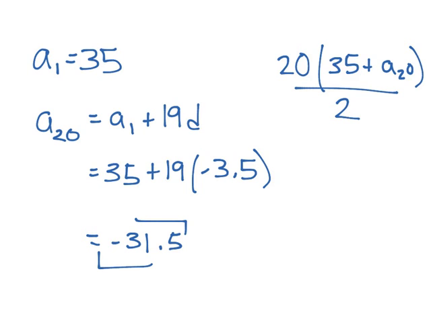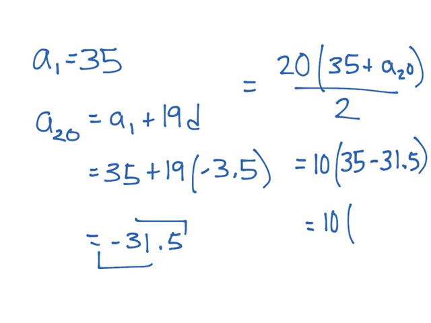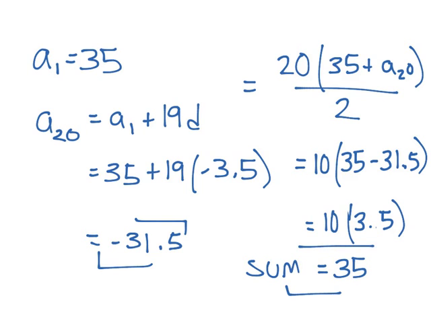So we can plug that into our equation for the sum. 20 divided by 2 is 10, times 35 minus 31.5, which is equal to 10 times 4.5. Sorry, change that to 3.5, which is equal to 35. The sum of the first 20 numbers.